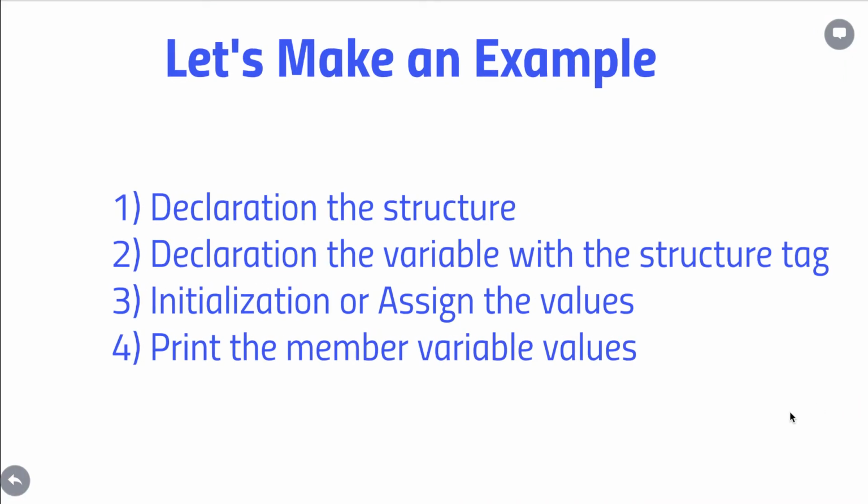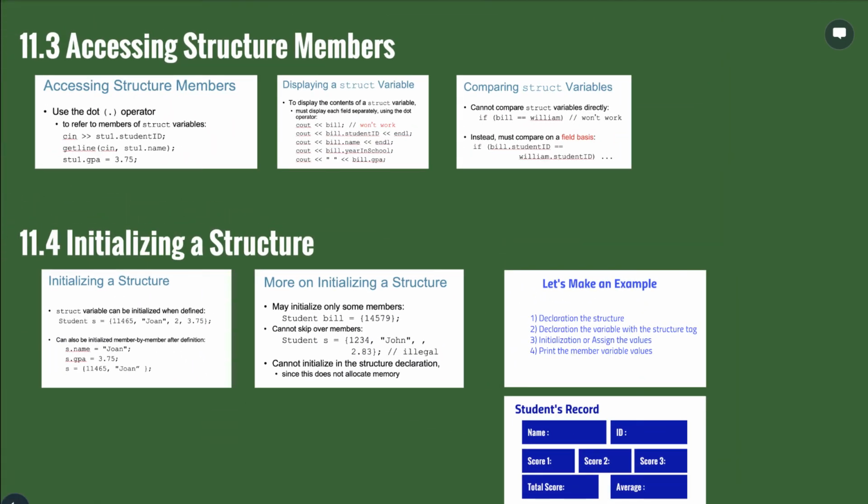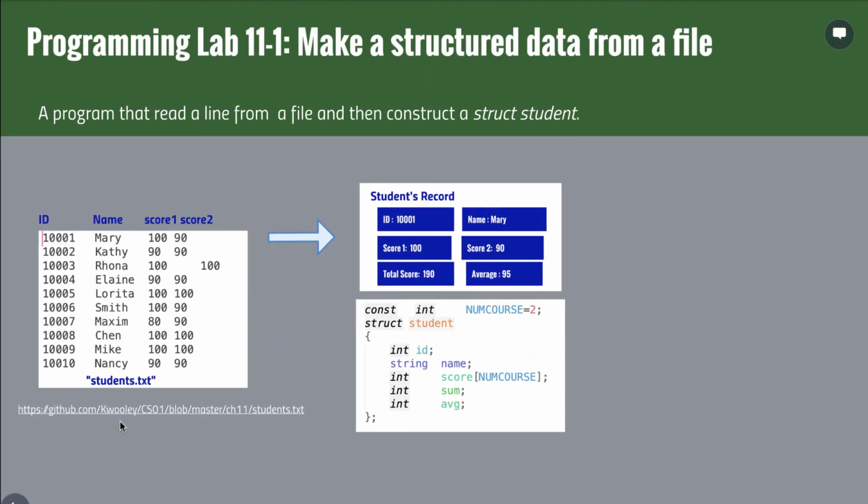Now we will make a very simple example program. We will declare the structure and its variable, assign some values to the structure, and then print out all the member variables. Let's take a look at details in the next slide. The objective of this program is quite simple: just to read the line from the file and then store them into the structure. Take a look inside of the file. The file has 4 fields in a line: ID, name, and 2 scores. And we will declare the structure with 6 fields: ID, name, 2 scores, and sum of scores and average of scores.